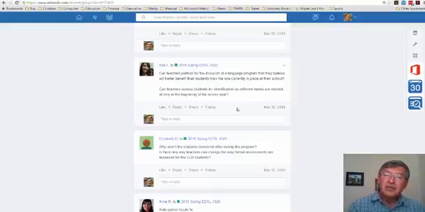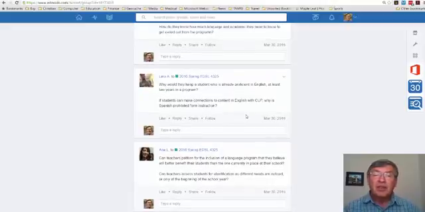Can teachers assess students for identification as different needs are noticed, or only at the beginning of the school year? Yeah, you can keep assessing them. There are probably some assessments, but those will probably be informal assessments. But you might be able to work with your administration to look at a particular child and make some other decision if what's happening there isn't appropriate. If the placement is incorrect, you should do something to try to fix it.